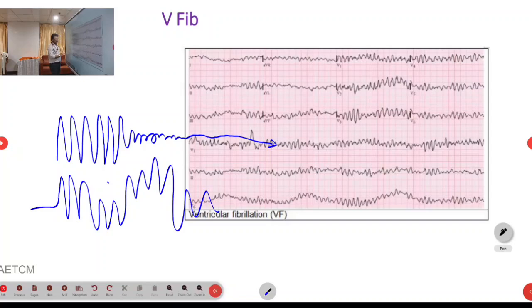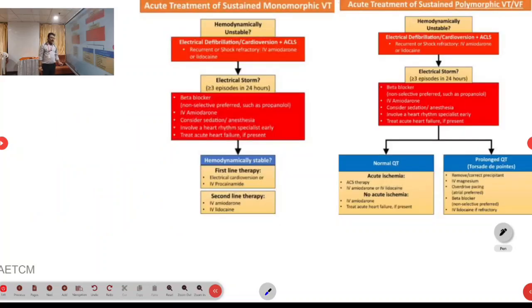Organized rhythm means there is no P wave, but it's a ventricular complex. Whereas ventricular fibrillation is very fast beating of the ventricle, which originates from the ventricle itself. That's why it is wide, but it is not an organized rhythm.